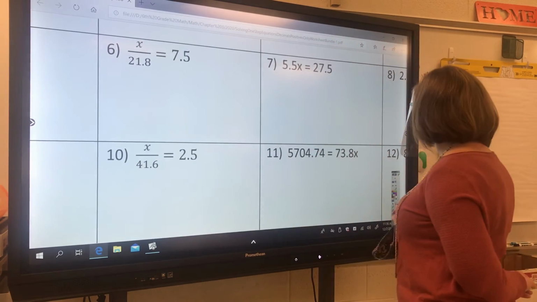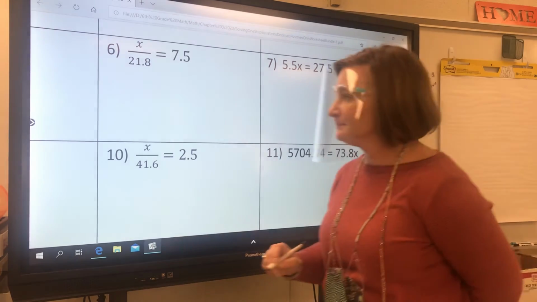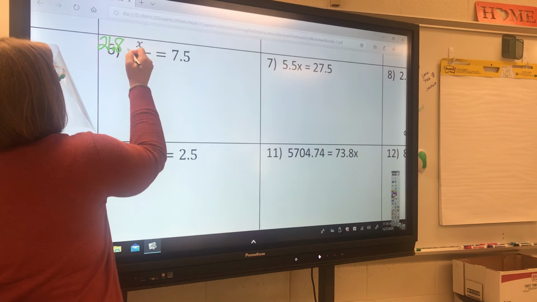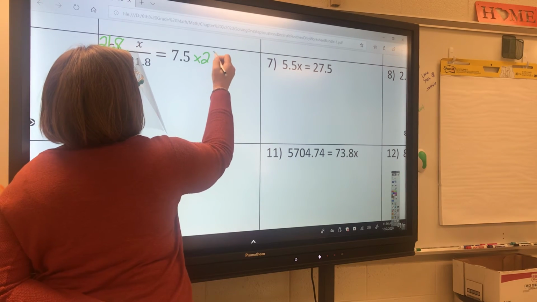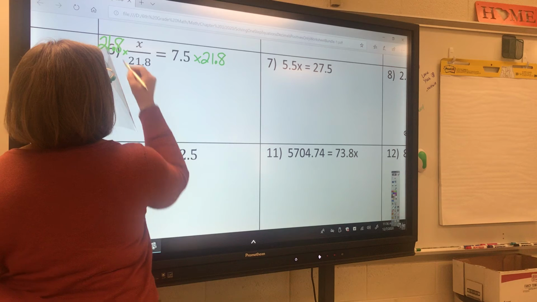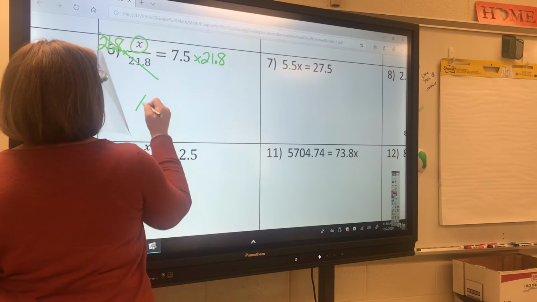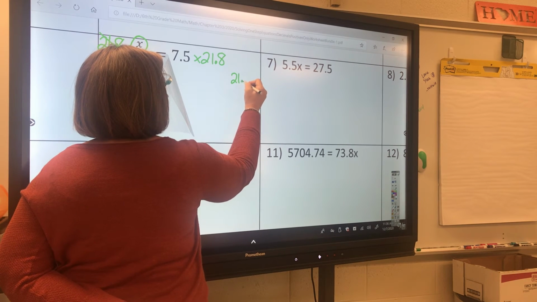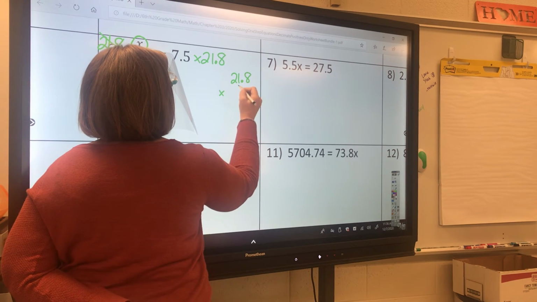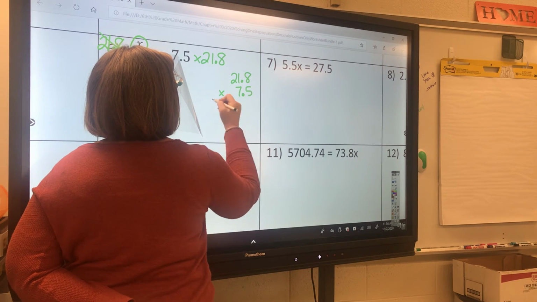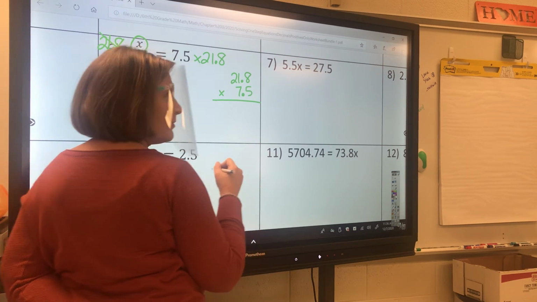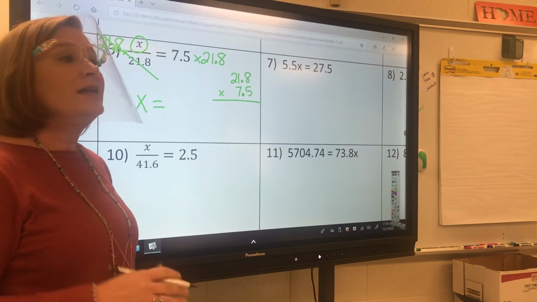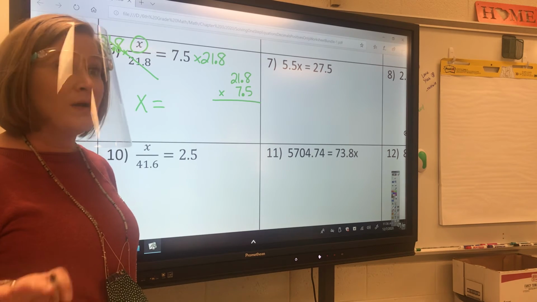All right, we're going to have to multiply both sides by what? I've got to multiply both sides by 21 and 8/10, so that I'm left with x on the left. So if I have 21 and 8/10, do I need to line up my decimals or my numbers? Numbers. Now in this case, our decimals do line up, but we need to line up our numbers. Now we're going to ignore the decimals while we multiply.